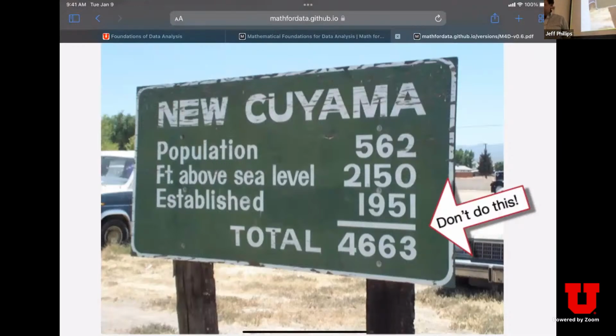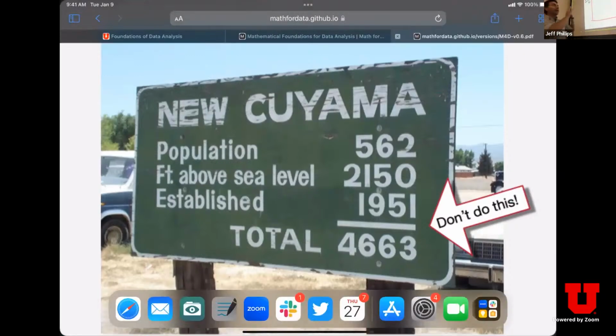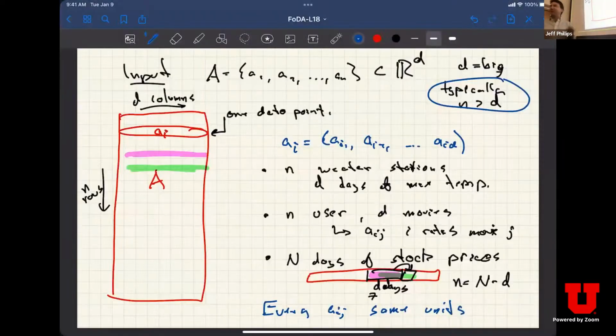So don't apply this when the units mix. Hopefully we'll see that when we go through the mathematics over the next few lectures of what's going on.